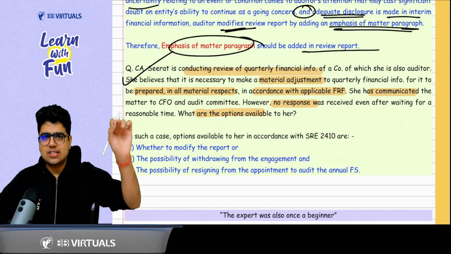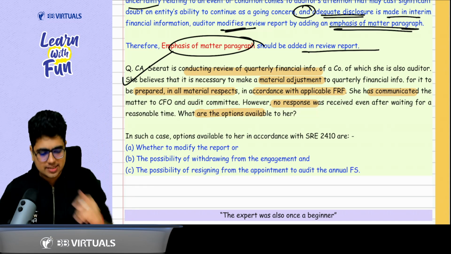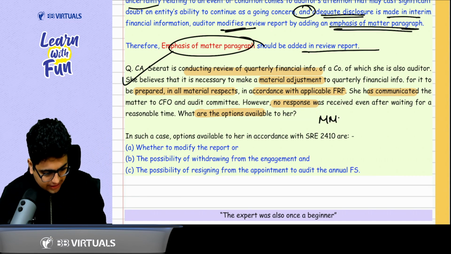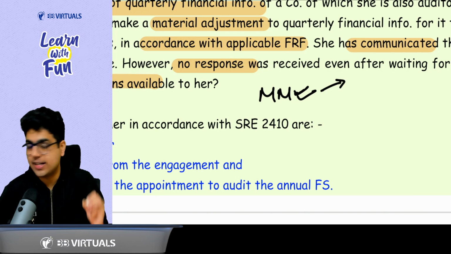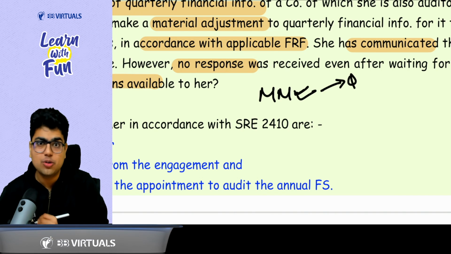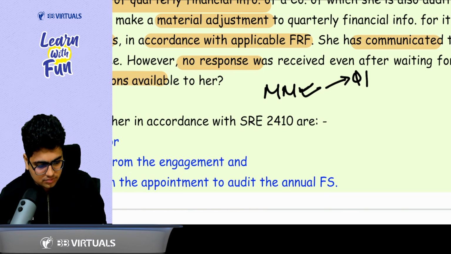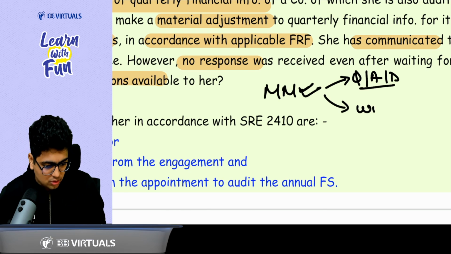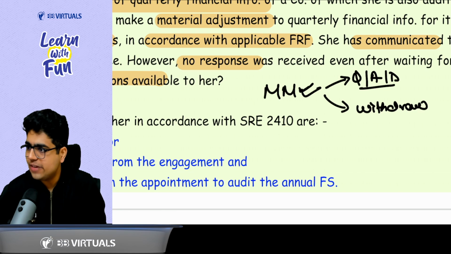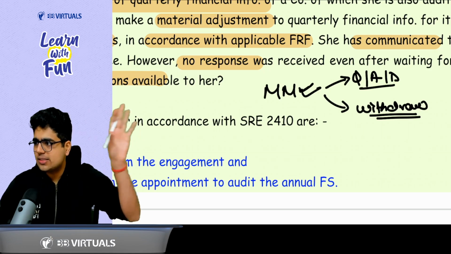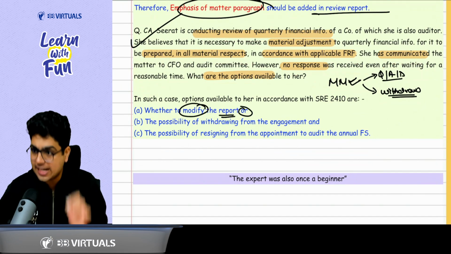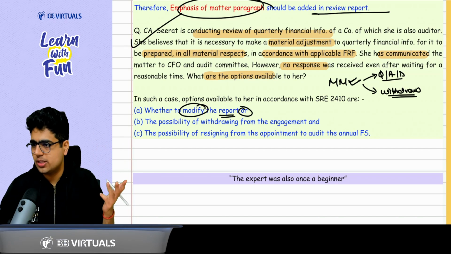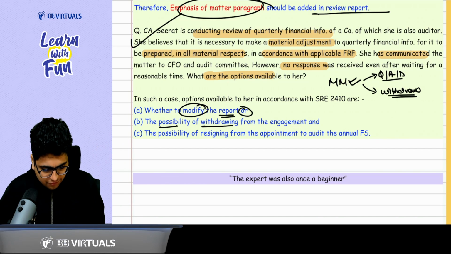Whenever material adjustment is required and it is not made, can I say there is a material misstatement? Yes, sir. If there is a material misstatement and it is not corrected, what can you do? Sir, we can issue a qualified conclusion, an adverse conclusion, and a disclaimer of conclusion. Or what else can we do? Sir, we can withdraw. Are these 2 points generally possible? Yes, sir. So these are the 2 points which are written. Modify your report. That means qualified, adverse or disclaimer of conclusion. Or consider the possibility of withdrawing from this engagement.